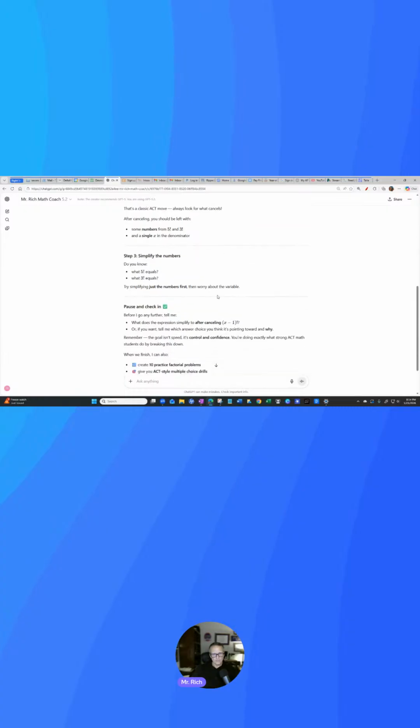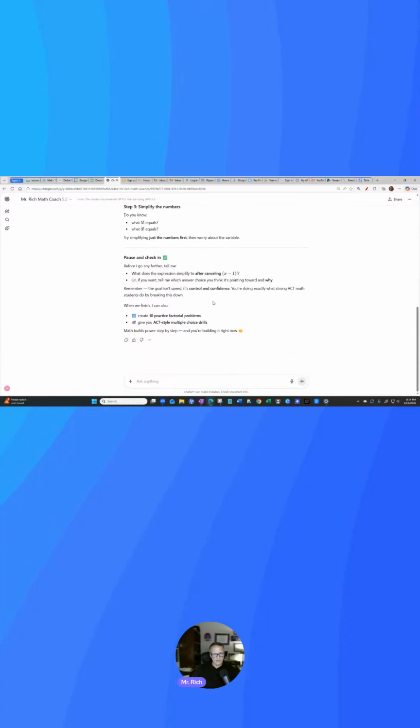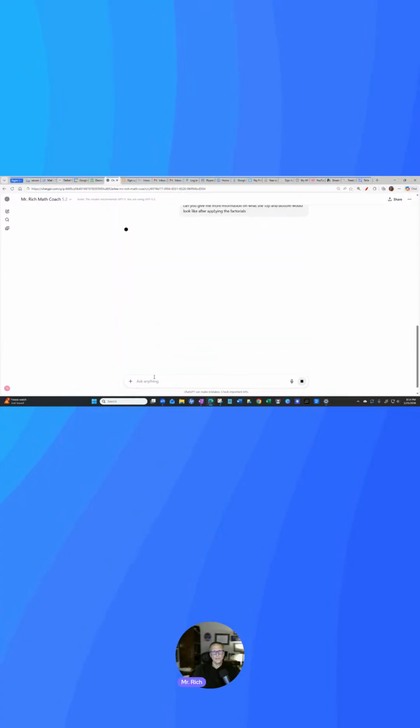And so I'm going to ask it, can you give me more information on what the numerator, I'll just say the top and bottom, would look like after applying the factorials. Let's see how it responds.